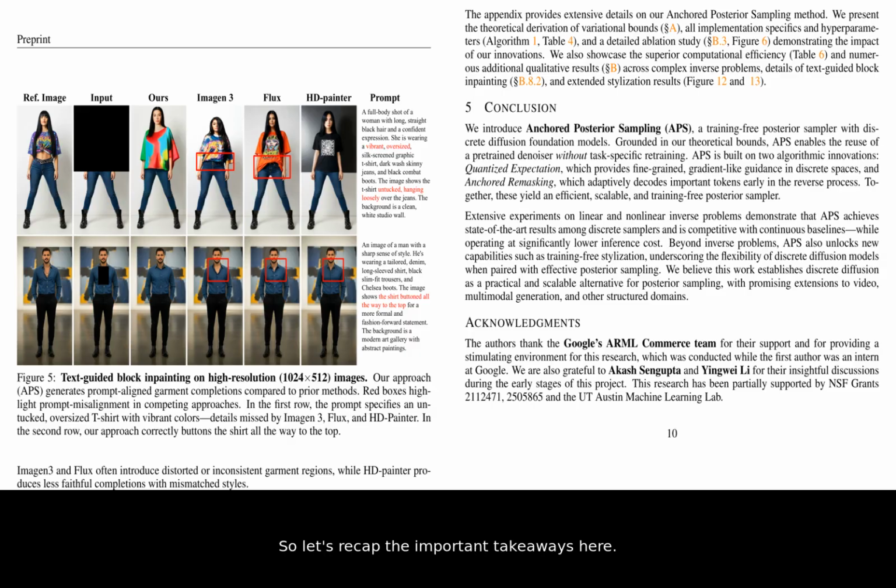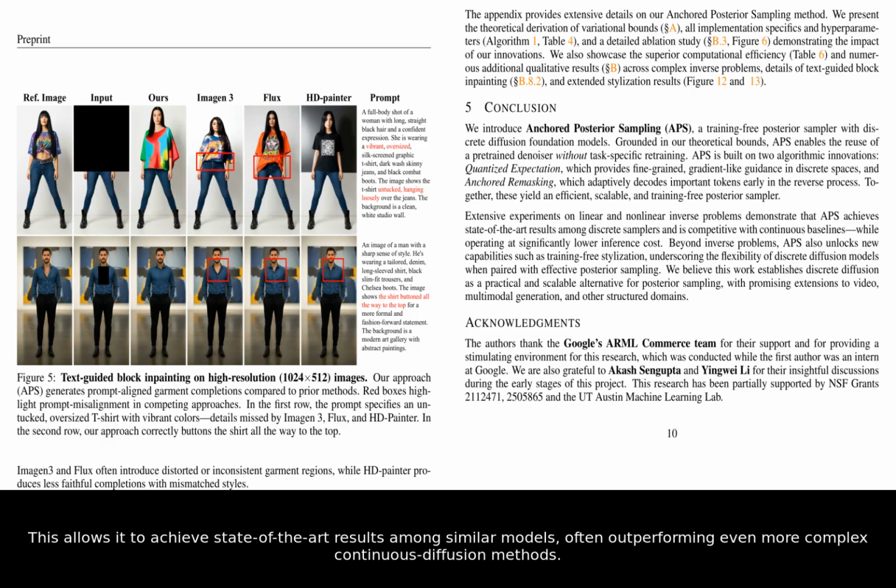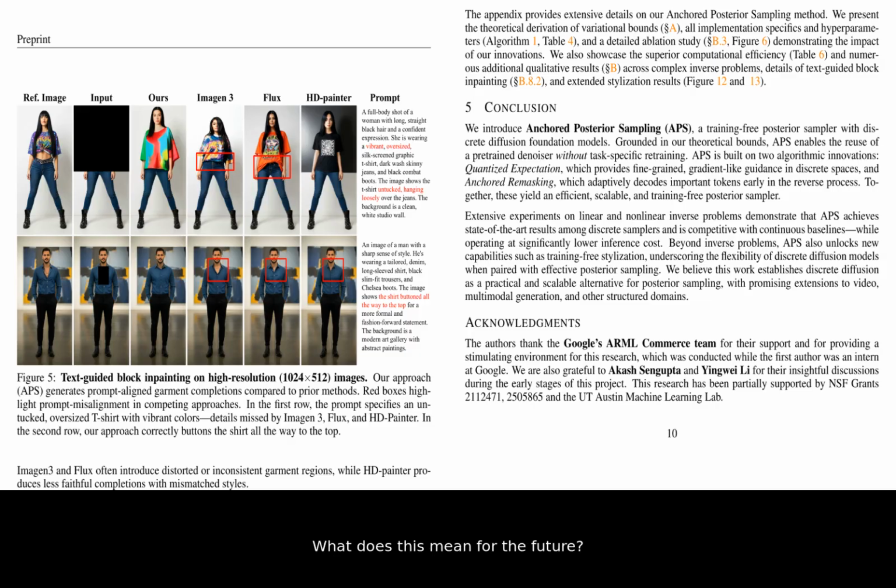So let's recap the important takeaways here. The researchers have developed a new training-free method called APS for discrete diffusion models. It uses two core ideas, quantized expectation and anchored remasking, to intelligently guide the AI in restoring and editing images from incomplete data. This allows it to achieve state-of-the-art results among similar models, often outperforming even more complex continuous diffusion methods.